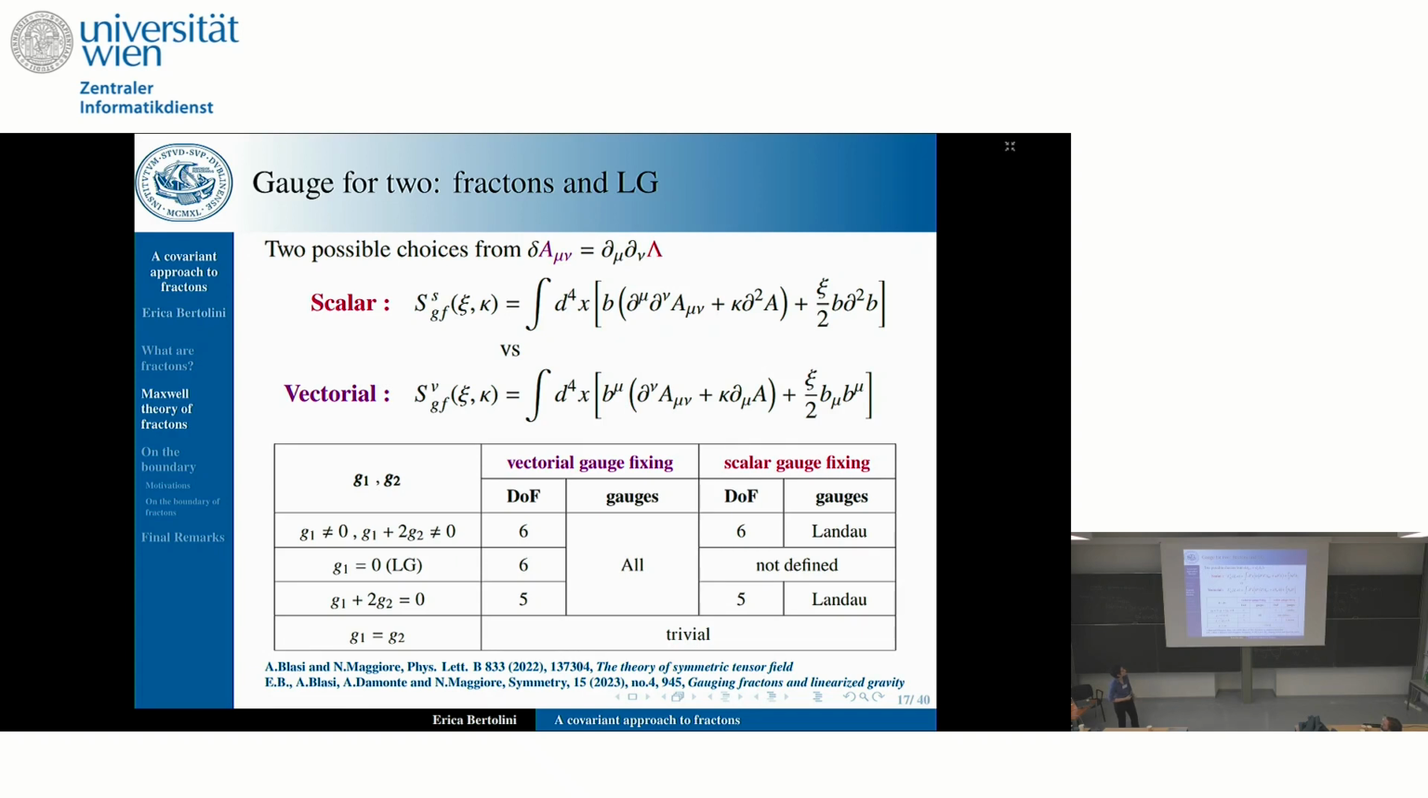I mean, in the end, this is the equation of motion of the multiplier B. So B is the multiplier. Yes, that's the equation. So it's a scalar equation, while this is a vectorial equation, and that's the point.